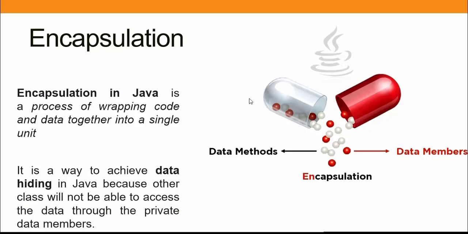So what is the use of that? We are going to put the data and the code together and wrap them together. The main use of encapsulation is to make the data confidential. If you want to have some confidential data in your program, especially when it comes to the banking system, you need to keep some information secret against unauthorized access. In that case, we use the concept of encapsulation to make sure that the data is secured. It's the way to achieve data hiding in Java, because other classes will not be able to access the data through the private data members.